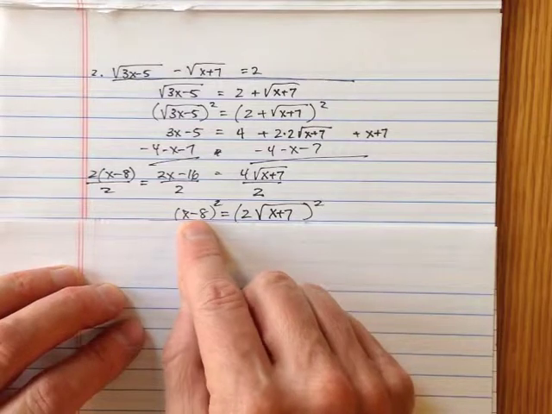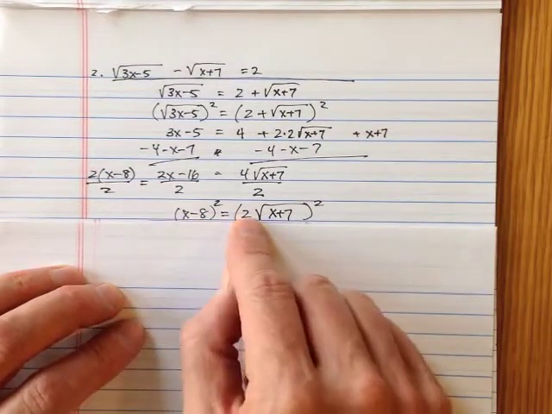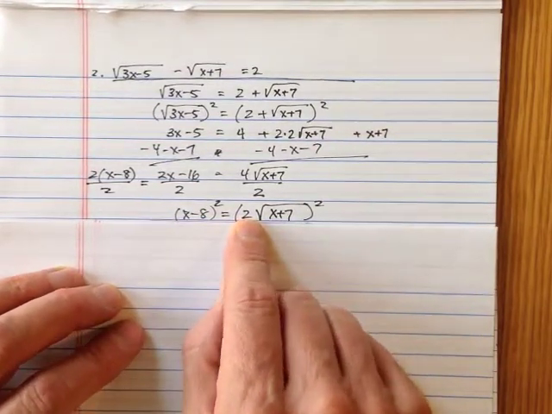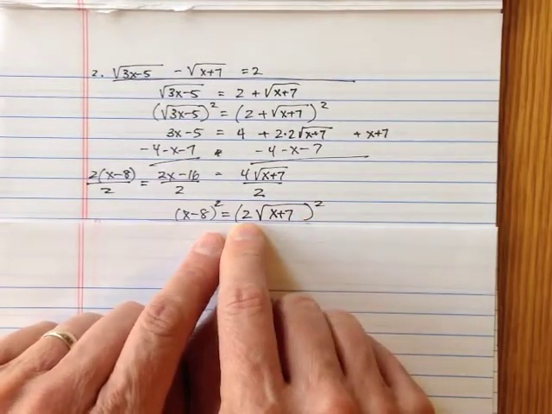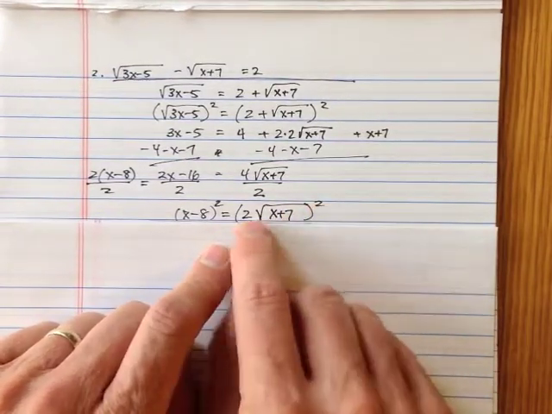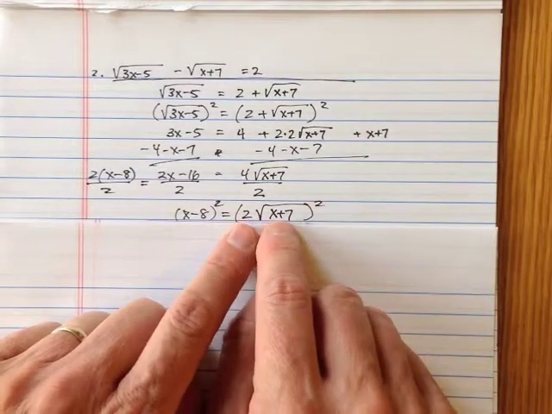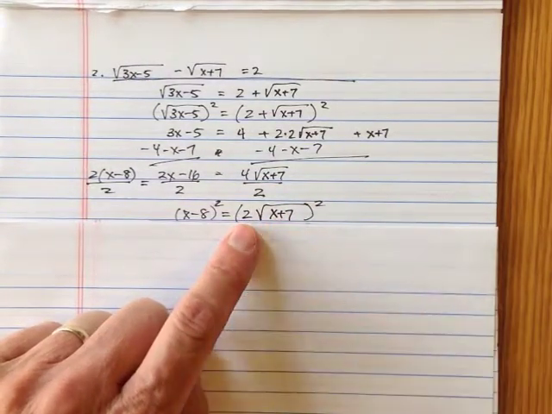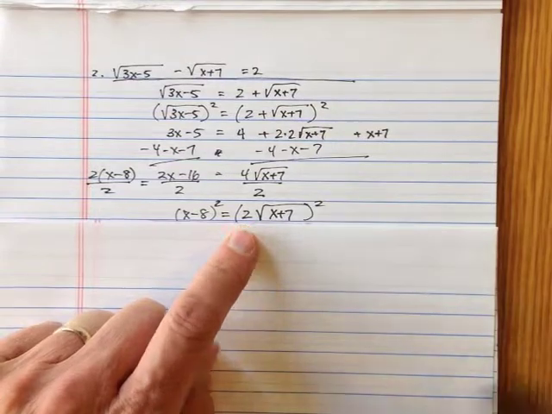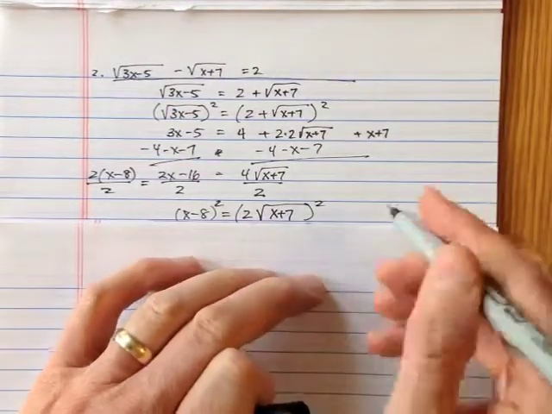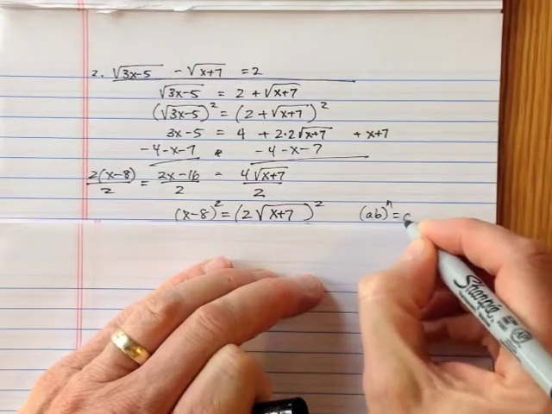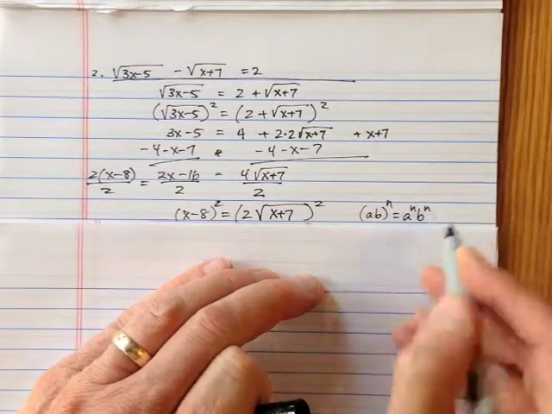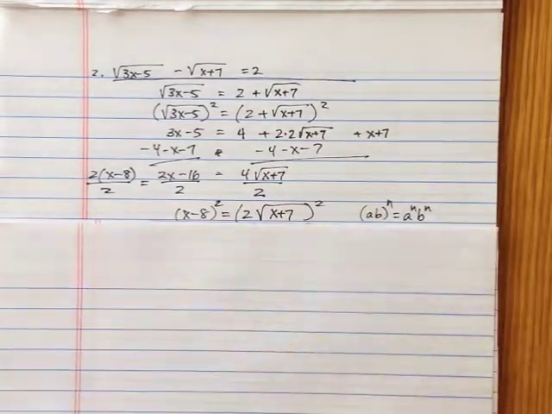So I've just got x minus 8 on this side. And instead of 4, I have 2 radical x plus 7. I don't need to get rid of that 2. When I square both sides, the square of a product is the product of their squares. Right? Good old laws of exponents again, that says a times b to the n is a to the n, b to the n. It's not a plus b to the n. That's much more complicated.